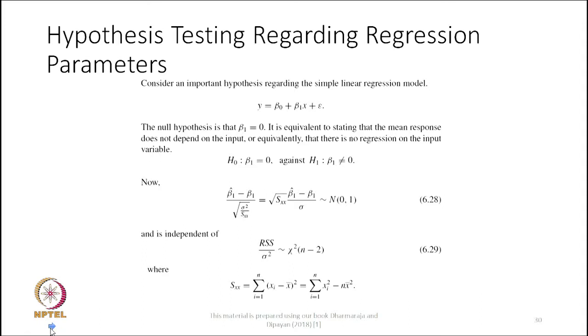Now, we are coming to hypothesis testing regarding the regression parameters. Let us start with the simple linear regression model. Y is the dependent variable, x is the independent variable, and beta naught and beta 1 are the regression parameters.